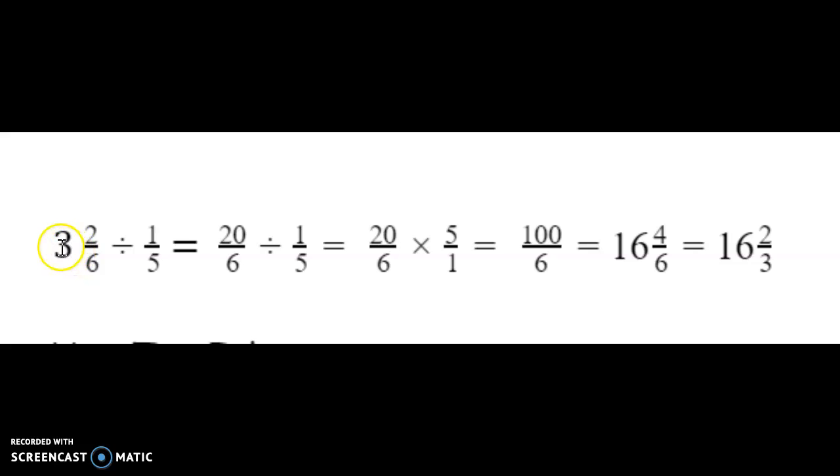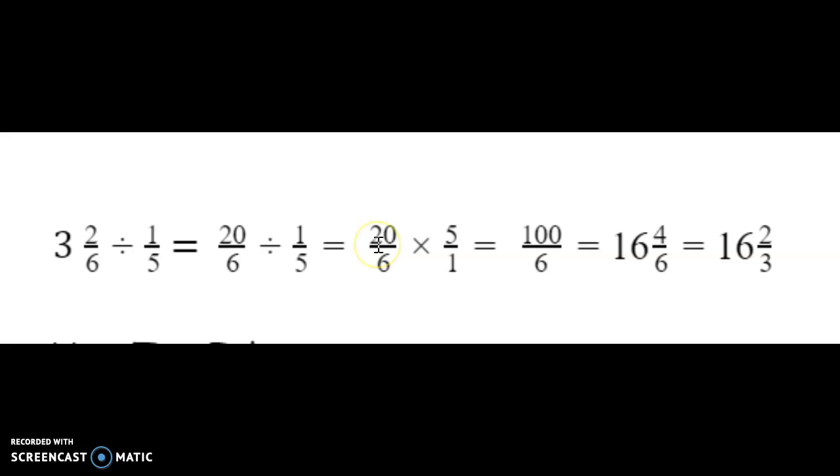6 times 3 is 18, plus 2 more gives us our numerator of 20. Our denominator of 6 carries over. In the first step, our division sign remains the same, and our second factor, because this is just a regular fraction, stays the same as well. We've completed our first step. Let's look at the second step.